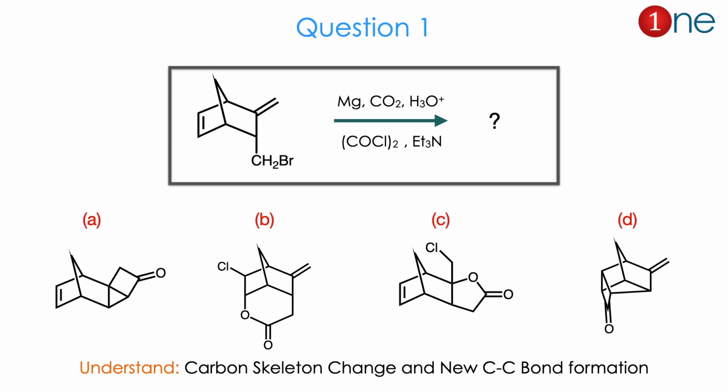Let us see question number 1. The starting material contains a bicyclic system with an alkene inside and an exo alkene also there. Then you have CH2Br. Reagents are magnesium and carbon dioxide and hydrolysis. Then you are using COCl2 and base triethylamine. Here products are given. Products have different cycle chains and different cycle lengths: 3-member ring, 4-member ring, 5-member ring as well as epoxide. From the starting material and possible products, you might understand that the carbon skeleton change definitely occurs and a new C-C bond forms there.